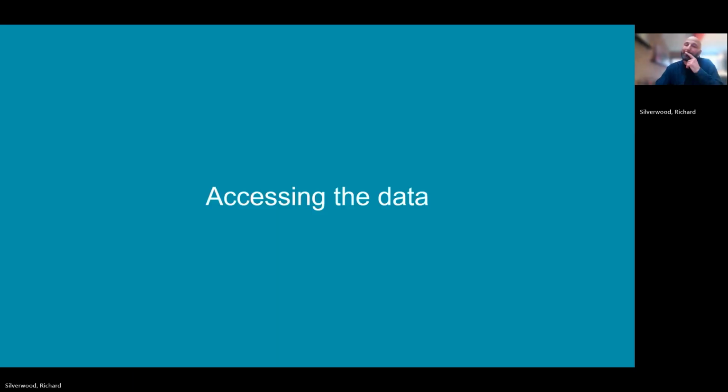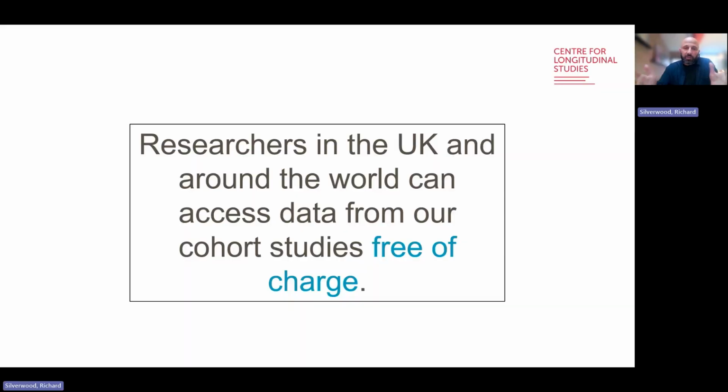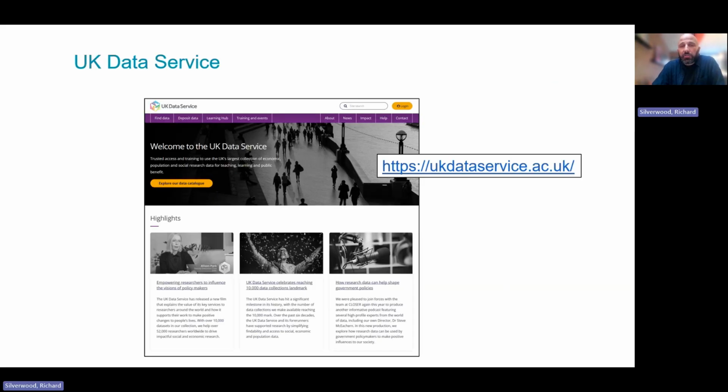I've given this statement its own slide and big font because it's important. Researchers in the UK and around the world can access data from our cohort studies free of charge. This is very important, and it is a major role that we serve, to create these really important resources for the research community that are available for everyone to use. In practice, how do you go about doing that?